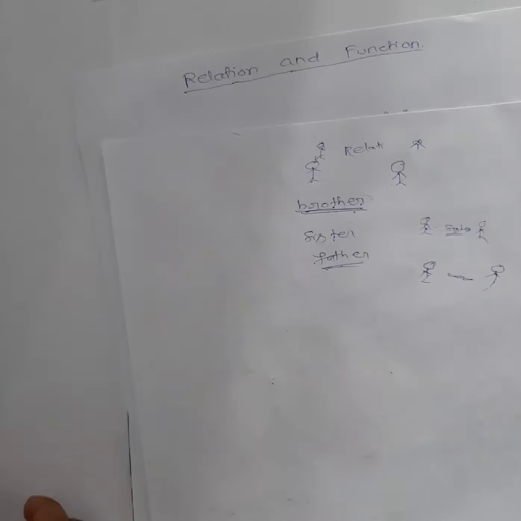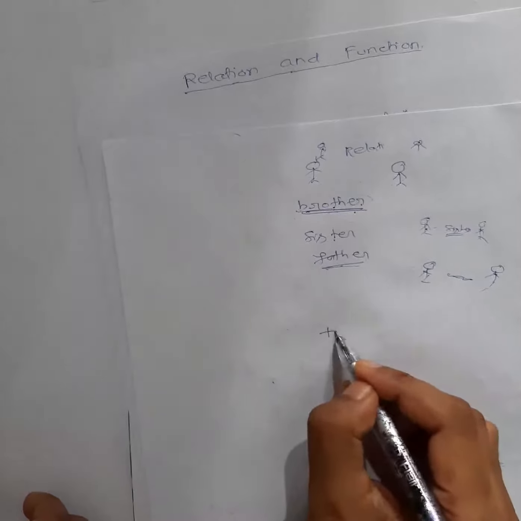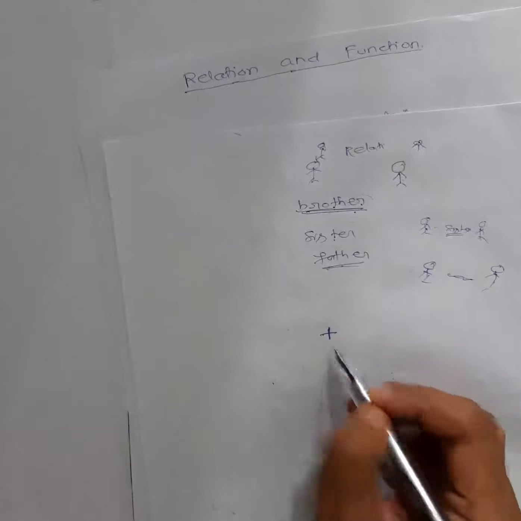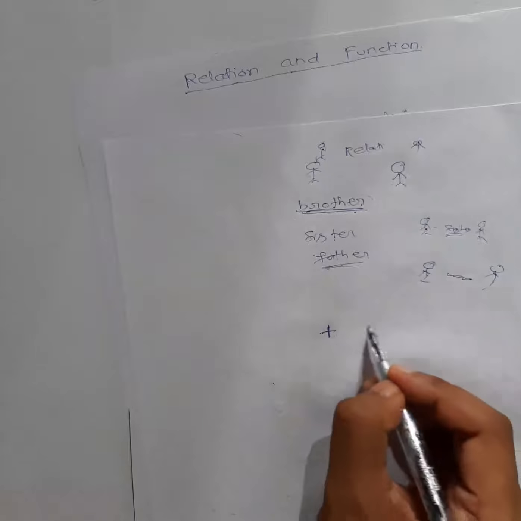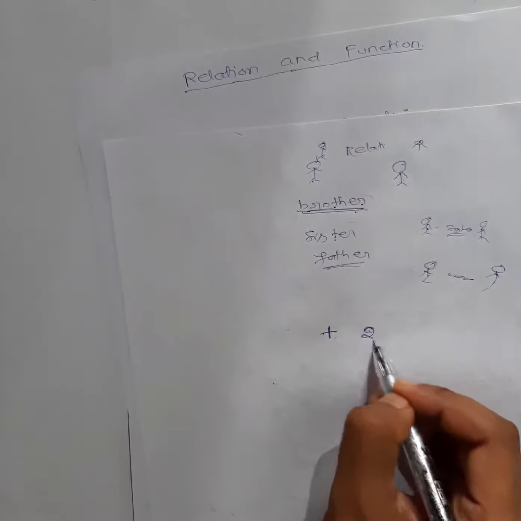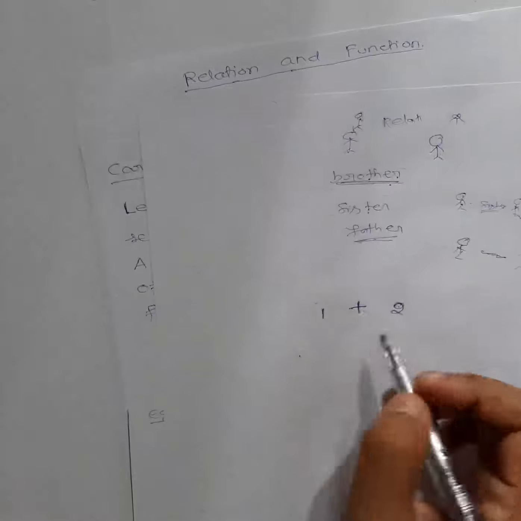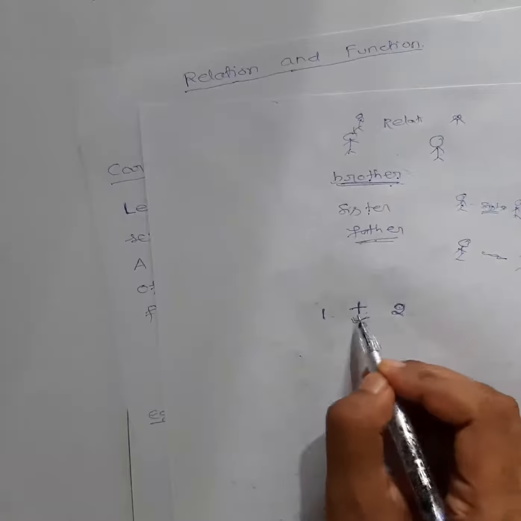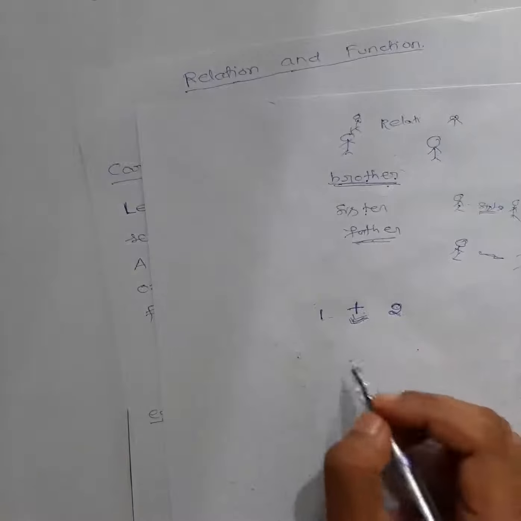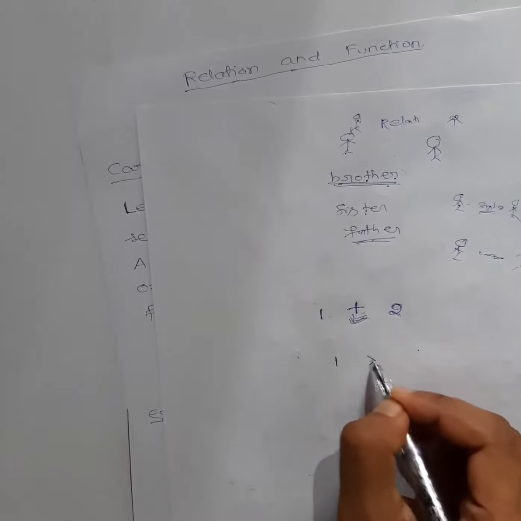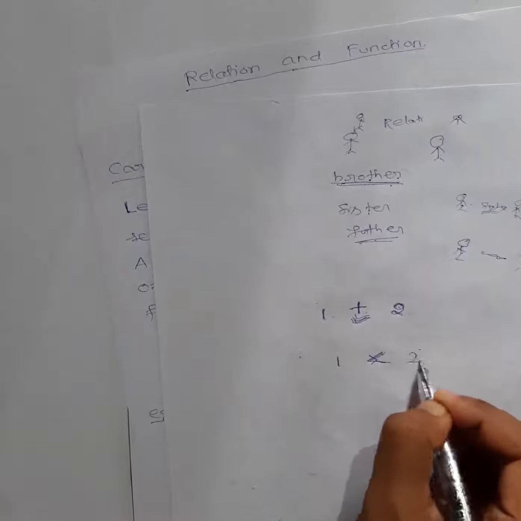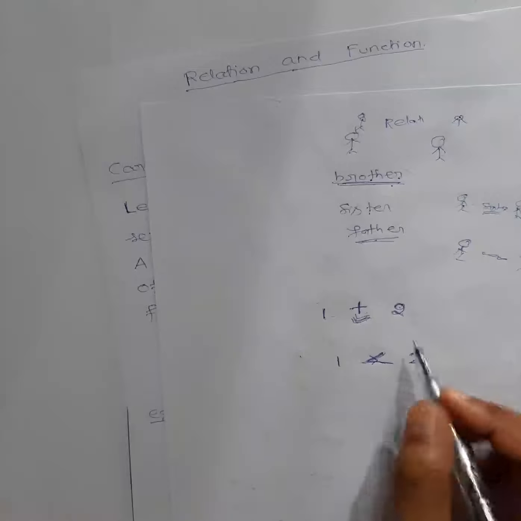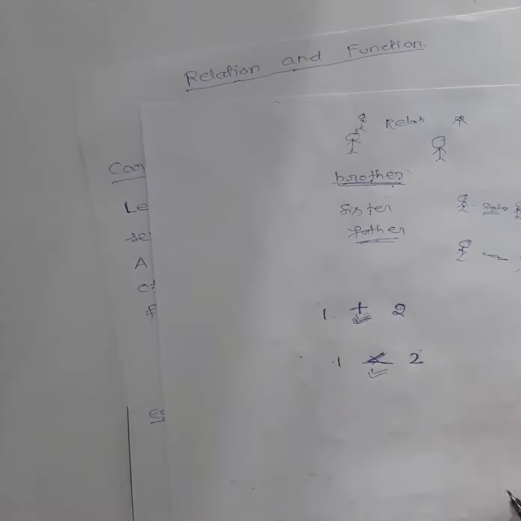For example, plus sign. When I say plus, minimum here also you will need two objects or two elements, one, two. So this is also a relation here. Relation between two elements. Addition is also a relation. Same way, I can say one is smaller than two. When I say this, then also this will be a relation between these two.